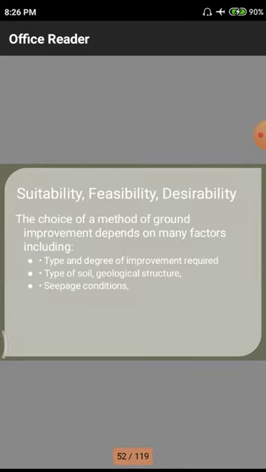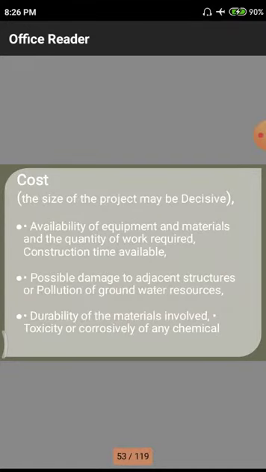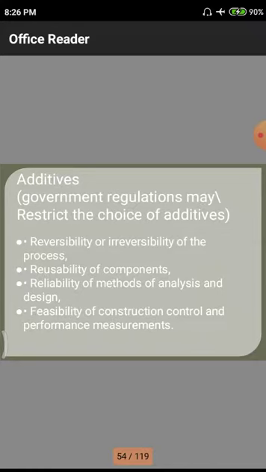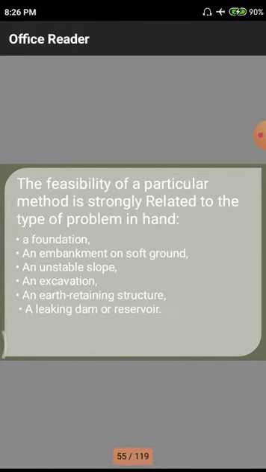These three are the conditions: suitability, feasibility, and desirability. Means whichever material is suitable, what is the feasible cost, and what are the sustainability limits. Those come under these. These are the activities and additive properties and their natures. Means how much amount of material is required, how much amount we have to reuse. All those come under these governing factors.